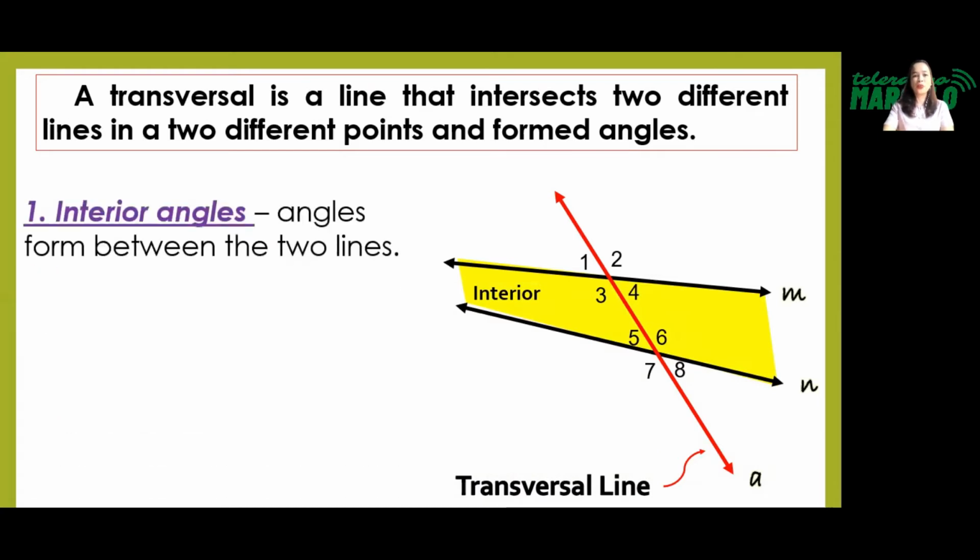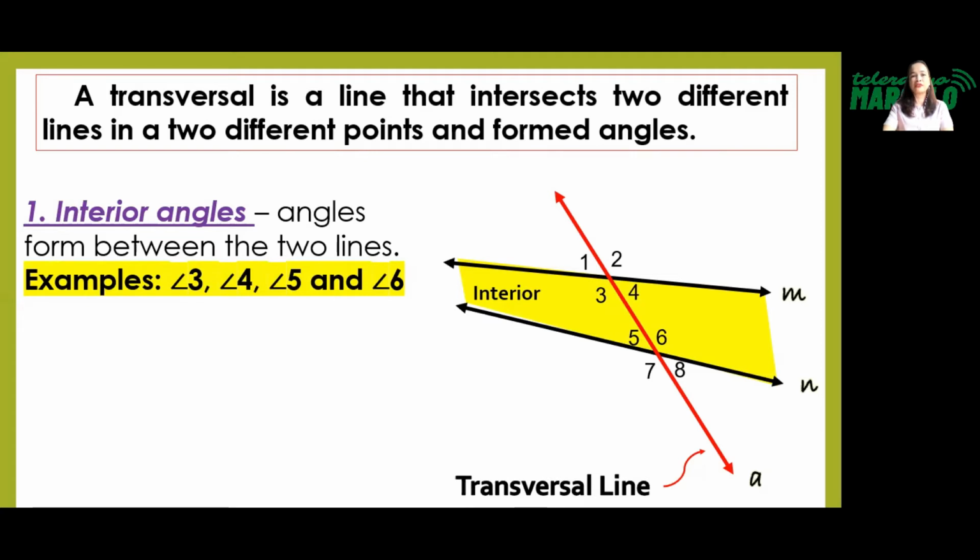Okay, from there, we will have the interior angles. Interior angles are defined as angles formed between the two lines. So what are those interior angles? From the figure, we have angle 3, angle 4, angle 5, and angle 6 as our interior angles.